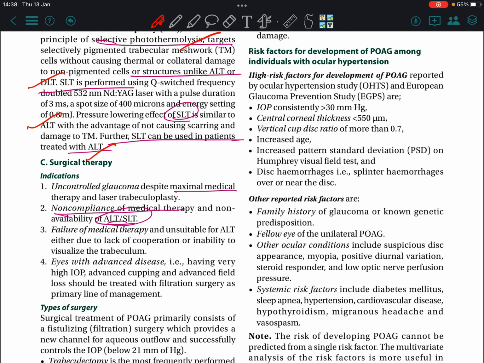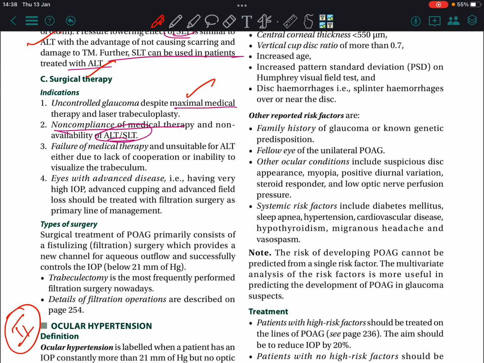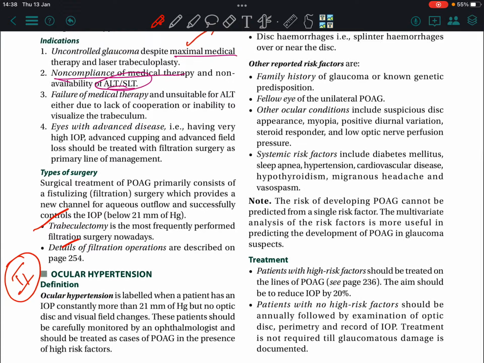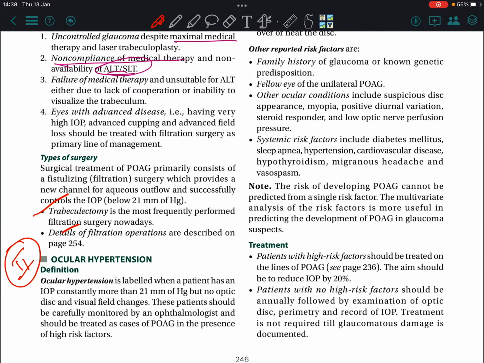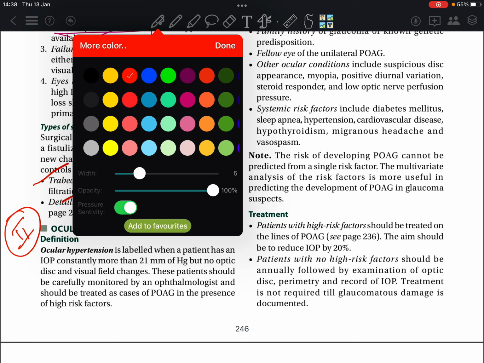Surgical treatment is indicated in uncontrolled glaucoma despite maximum medical therapy and laser trabeculoplasty, non-compliance with medical therapy, non-availability of ALT and SLT, and failure of medical therapy. Types of surgery include trabeculotomy, and details of filtration operation are described on page 254. We'll see about it further in the second part of the video.